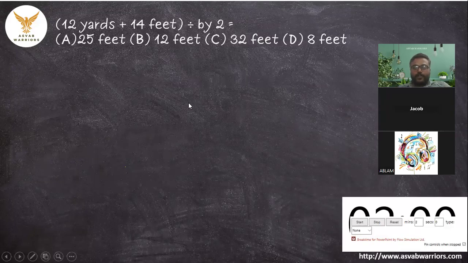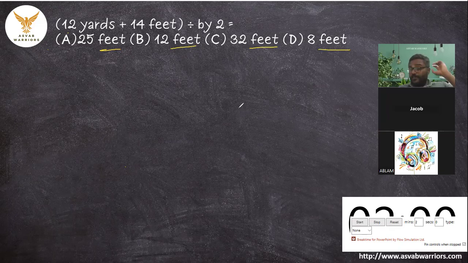So the first question over here. The first question says 12 yards plus 14 feet divided by 2. And the options are nothing but in feet. So if the options are given in feet, what do you understand? We will have to convert these yards into feet.